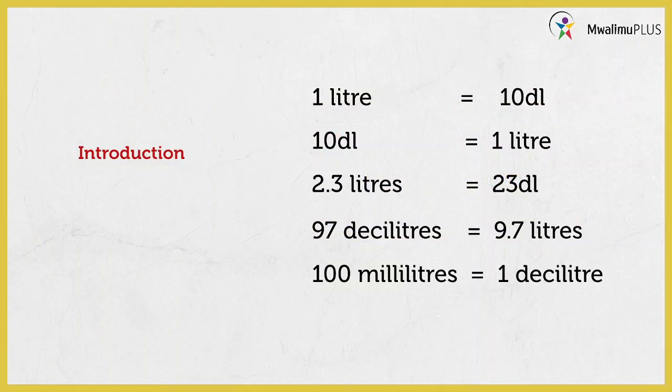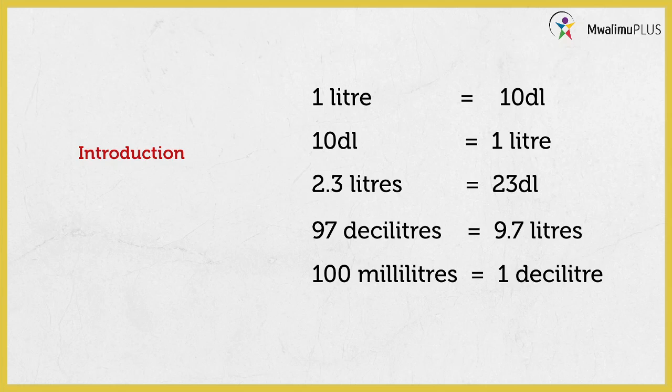The first thing you have to put in mind is that 1 liter is equivalent to 10 dl. Again, 10 dl is equivalent to 1 liter. What about 2.3 liters? Will be how many dl? So what I get, I'm going to multiply 2.3 by 10 to get 23 dl.